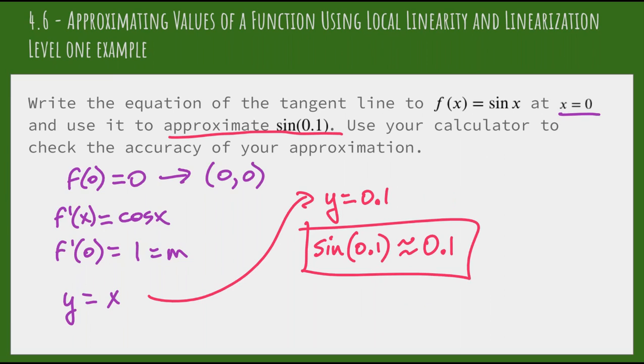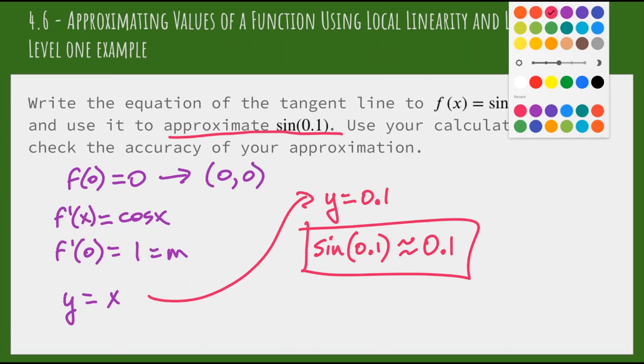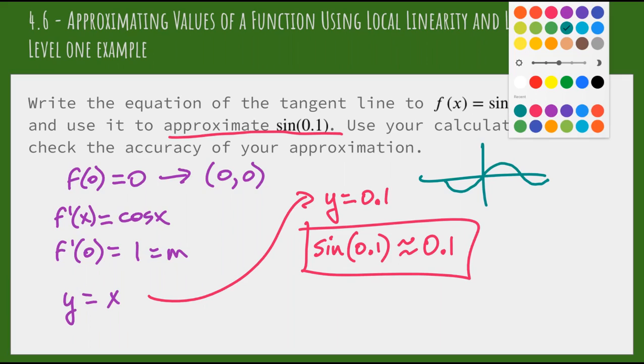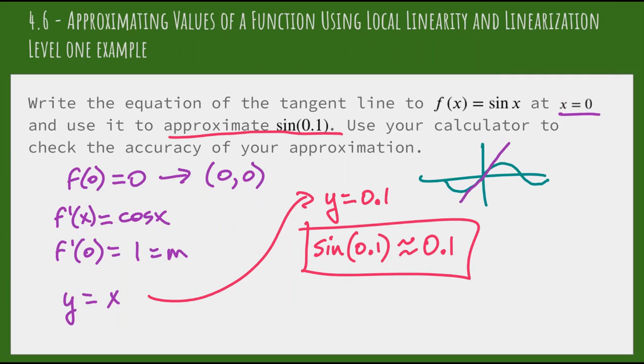Now, before I plug this in my calculator, I want to think about whether this is going to be too big or too small. So if we think about our sine function, the sine function is going to look like this. Our tangent line at x equals 0 is going to look like this. And we are using the line to approximate the function. To the right of 0 here, the sine curve is concave down, which means the curve is going to be below the line. And so the value of sine is going to be below the value that we got from the line. So the value of the function is going to be below this. So this is going to be an over approximation.